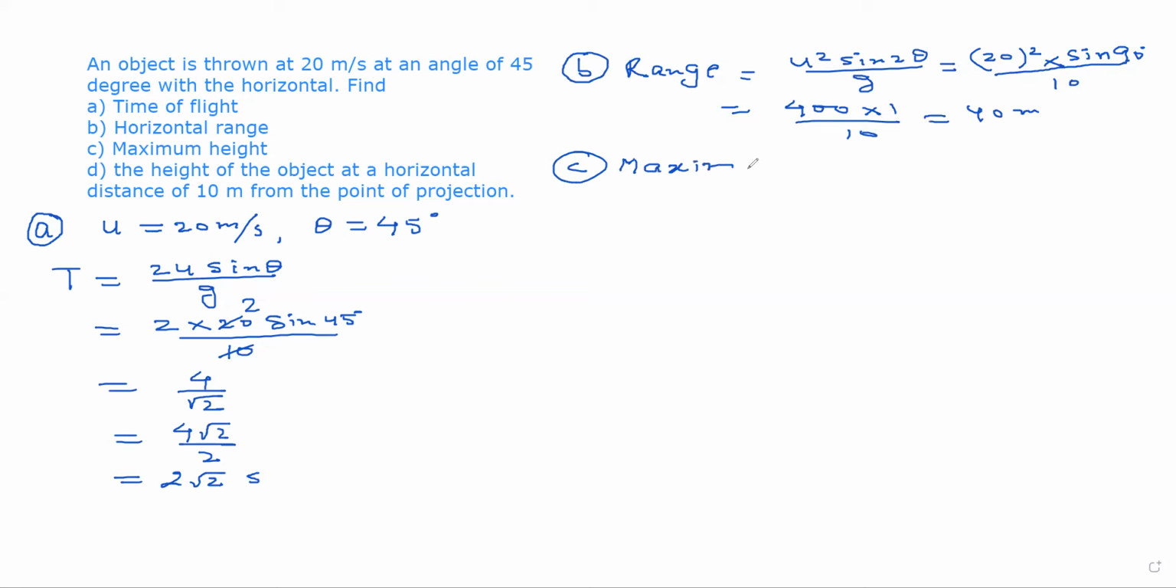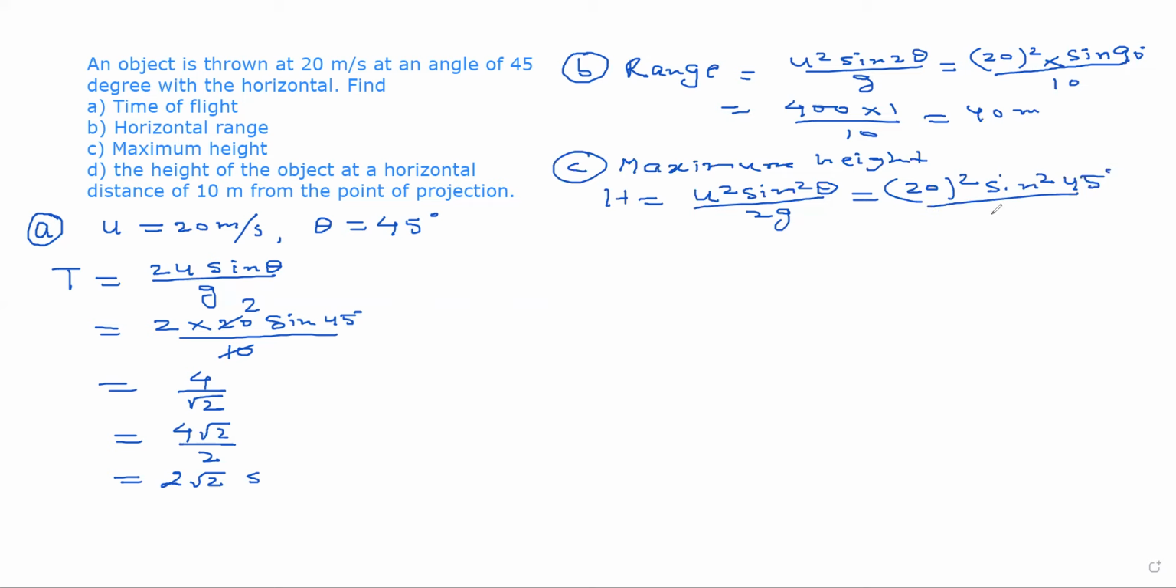Part C, maximum height. For maximum height, we have the formula H is equal to U square sine square theta by 2G. So plugging in the values, U square is 20 square, sine square theta is sine square 45 degree, by 2 into 10. So this 20 cancels 20, we are left with 20 into sine square 45, which will be 1 by 2. So this will be 10 meter.